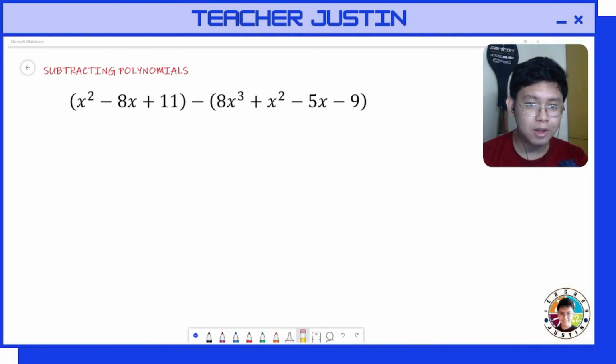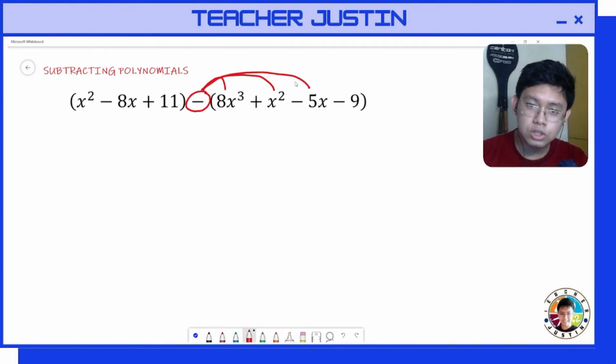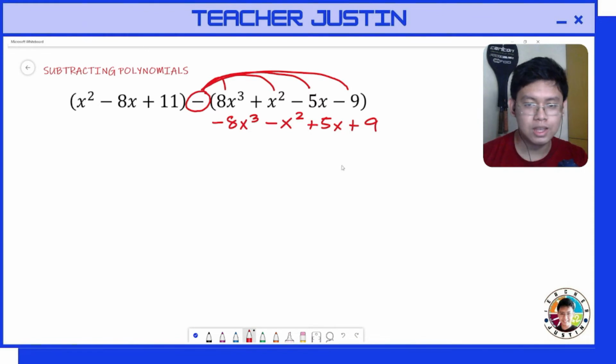So in subtracting polynomials, the first thing that we need to do is to apply the distributive property. We have to distribute the negative sign, the operation, to our second polynomial. So applying the distributive property, multiplying each term by negative 1 or the negative sign, this second polynomial will become negative 8x cubed minus x squared plus 5x plus 9. Okay, that will be our second polynomial.